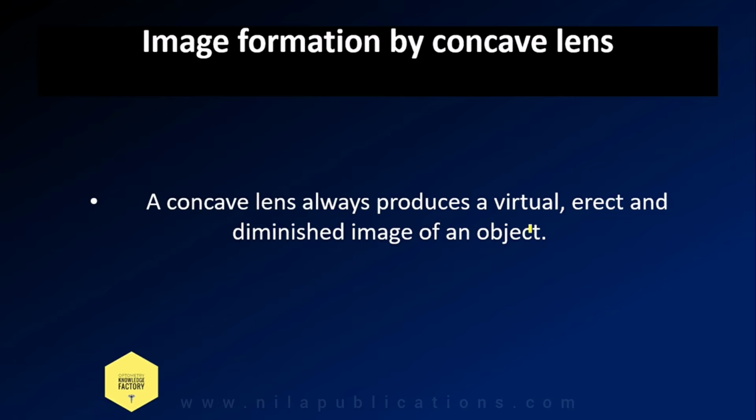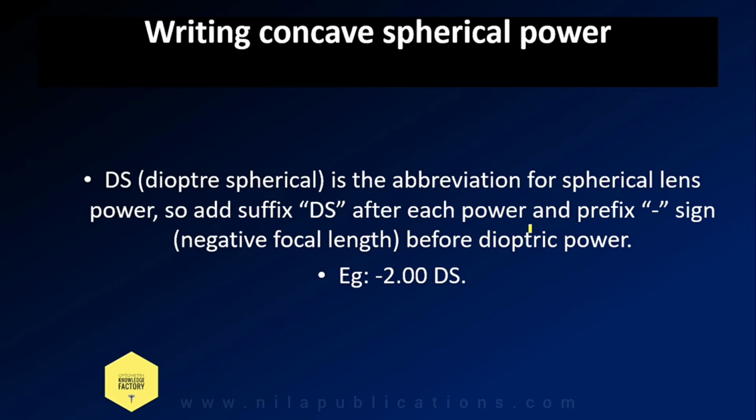Image formation by a concave lens. A concave lens always produces a virtual, erect and diminished image of an object. Writing concave spherical power. DS, diopter spherical, is the abbreviation for spherical lens power. So write the suffix DS after each power, and prefix a minus sign to indicate the type of lens, that is a concave lens, before the dioptric power. For example, -2 diopter spherical.